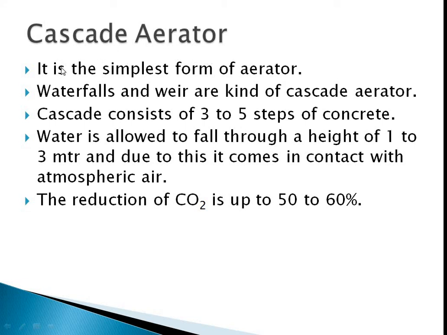is known as the simplest form of aerator, means waterfalls and weirs are a kind of cascade aerator, and the cascade aerator consists of 3 to 5 steps of concrete, and water is allowed to fall through a height of 1 to 3 meters, and due to this it comes in contact with the atmospheric air. The reduction of CO2 is up to 50 to 60% in the process.